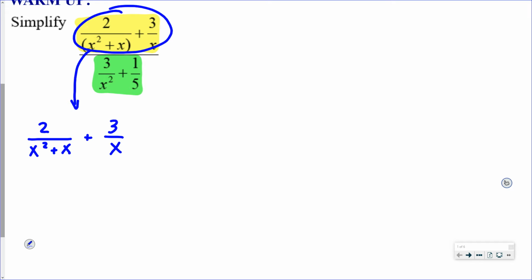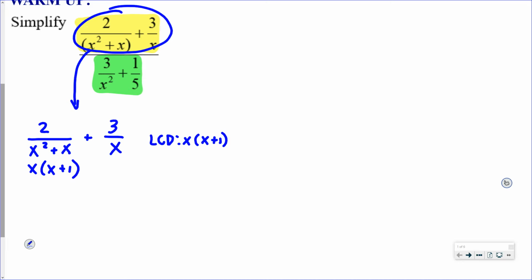Now this one, you could have factored this denominator. We could have factored out an x. Which gives you an LCD of x times x plus 1. You should always factor the denominator because that could help you determine the LCD.